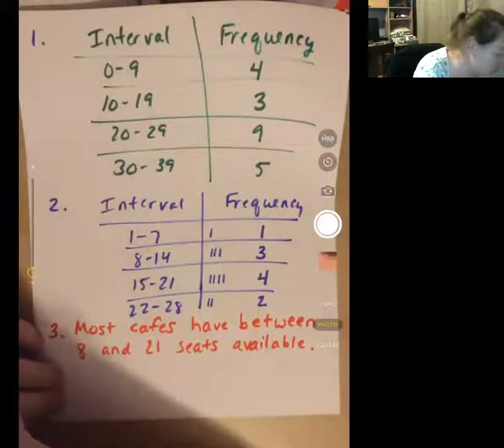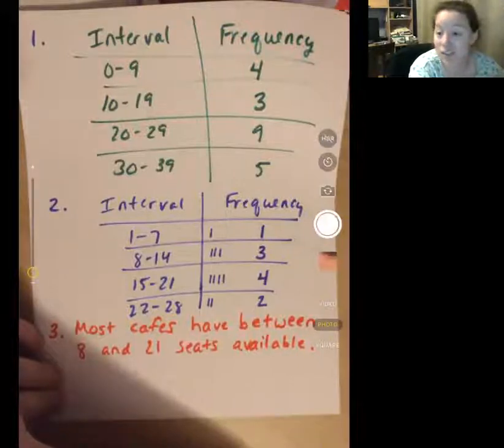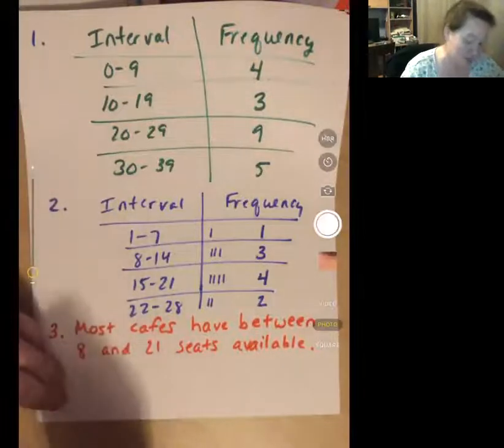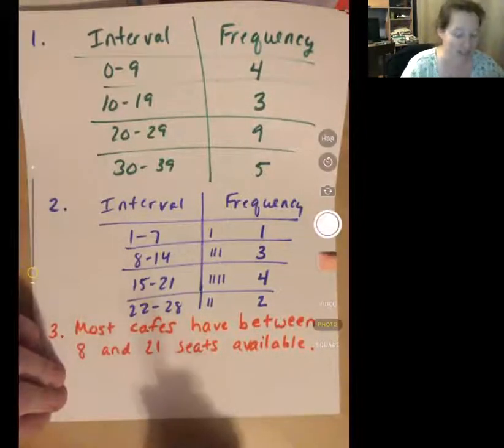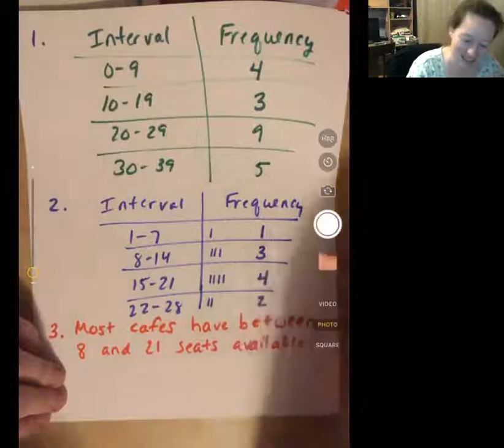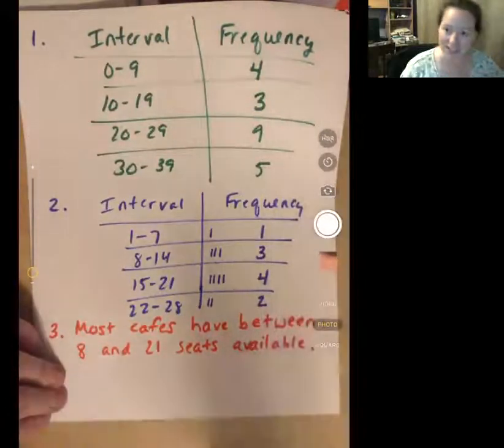Number 4. Sorry, I was just reading what they have written down. Here, I'll tell you exactly what they have written down. It's a possible answer. Only one cafe has less than 7 seats available. The bars increase in height until they reach the interval for 15 to 21 seats, and then they decrease in height, showing that most cafes have 21 or fewer seats. Sometimes I do not know where they're getting these answers. They just seem to pull them out of thin air.